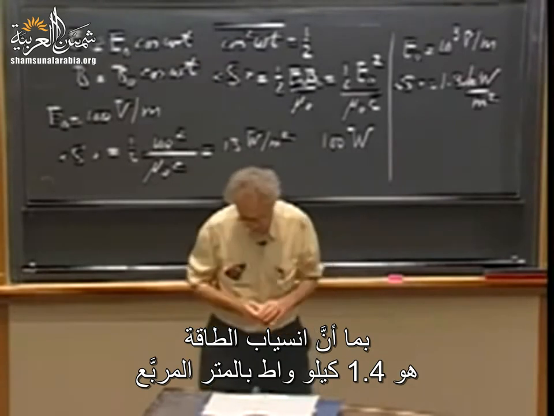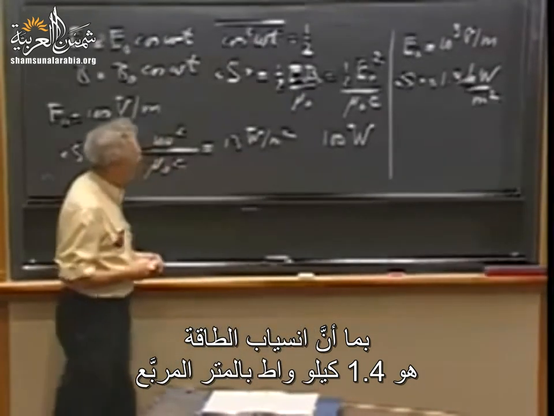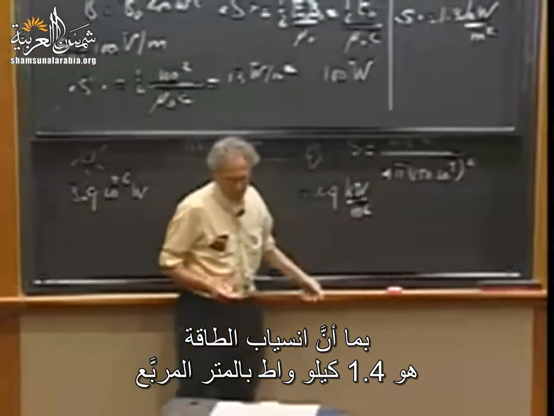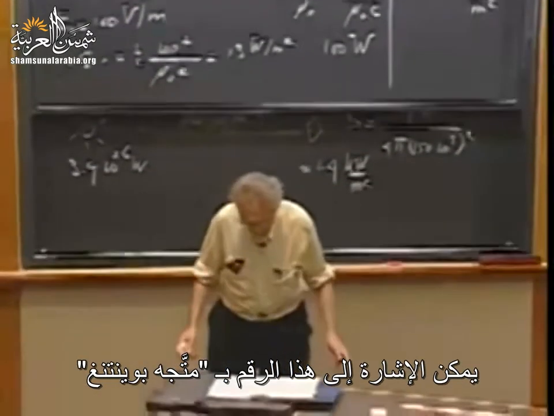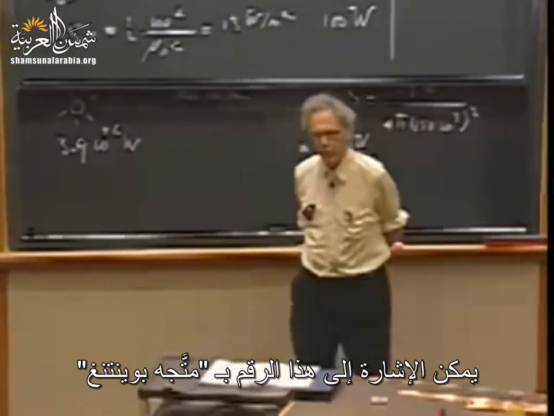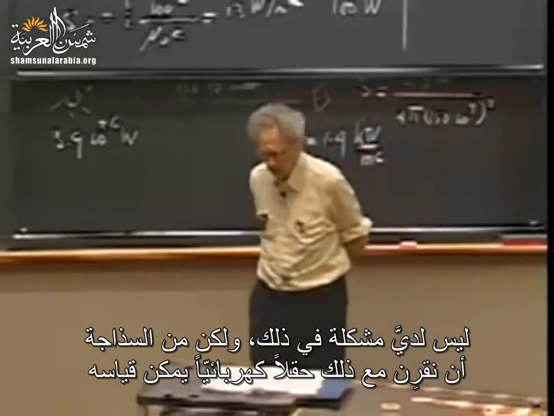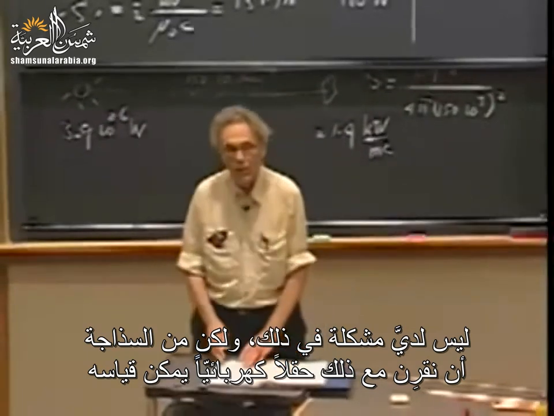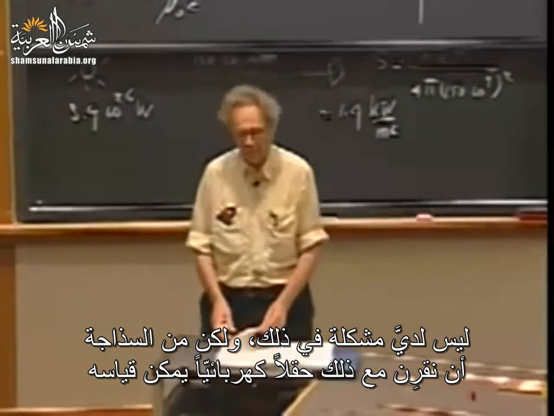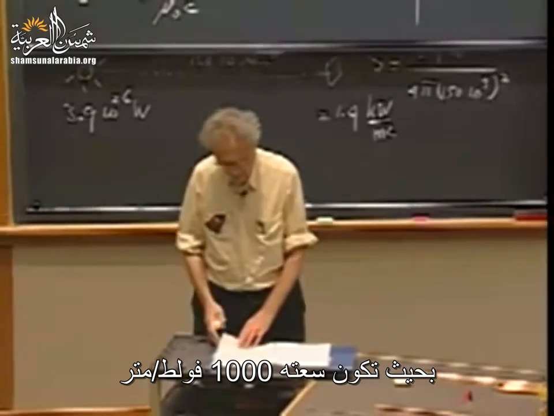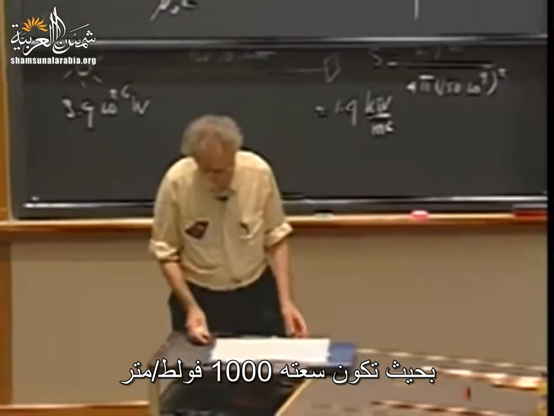However, since the energy flow is 1.4 kilowatts per square meter, it is perfectly okay with me that you refer to this number as the Poynting vector. I have no problem with that. But it is a little bit naive to associate with that an electric field that can be measured that has an amplitude then of 1,000 volts per meter.